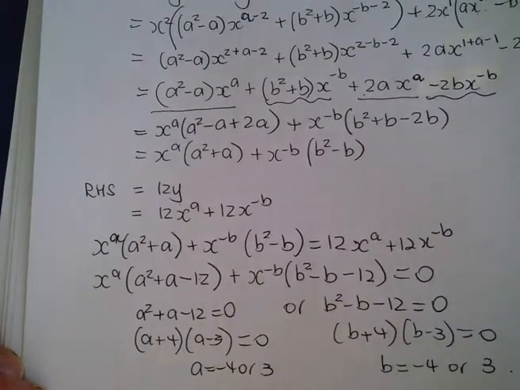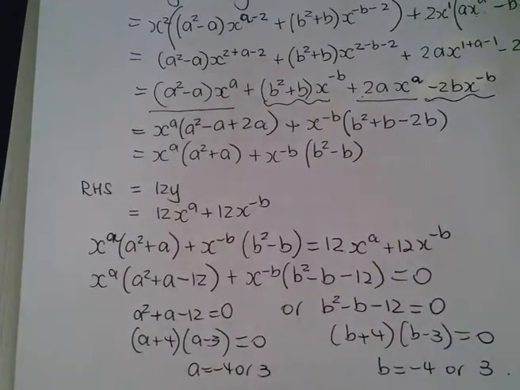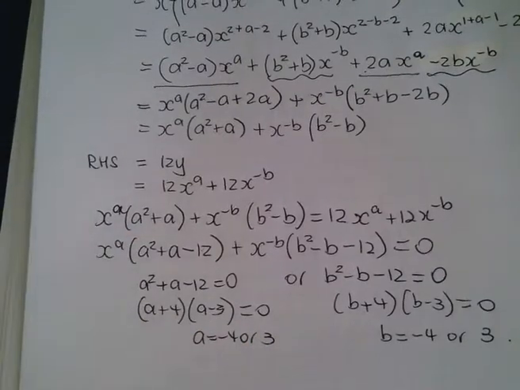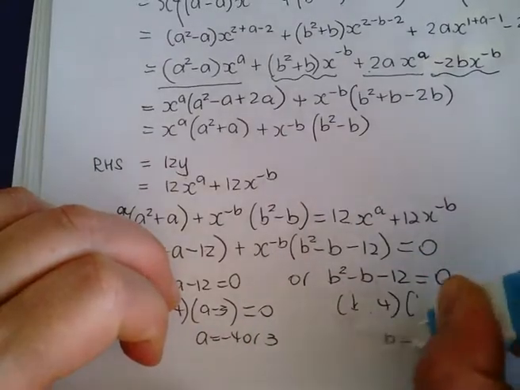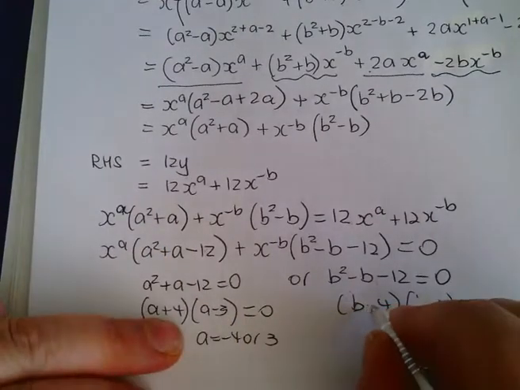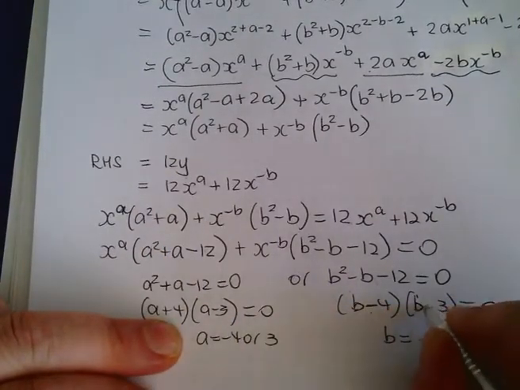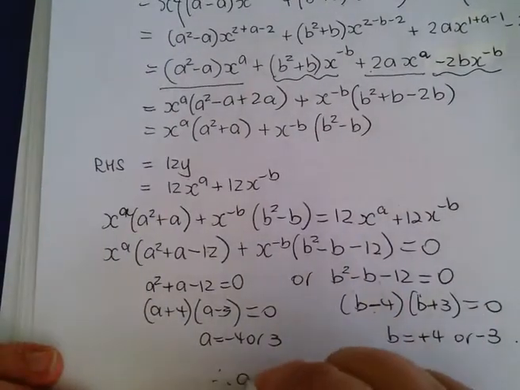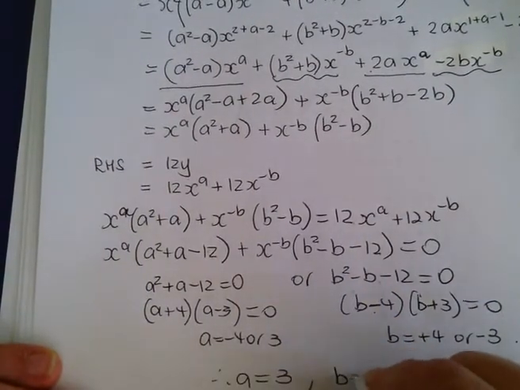Oh, yes, we want the positive integers. So therefore we've got that a is 3. Got it the wrong way around, not reading it properly. So this should be b minus 4, b plus 3. So we got positive 4 or negative 3. Therefore, a is 3 and b is 4.